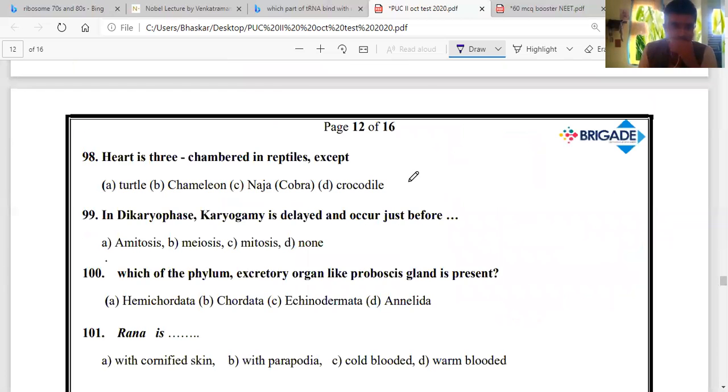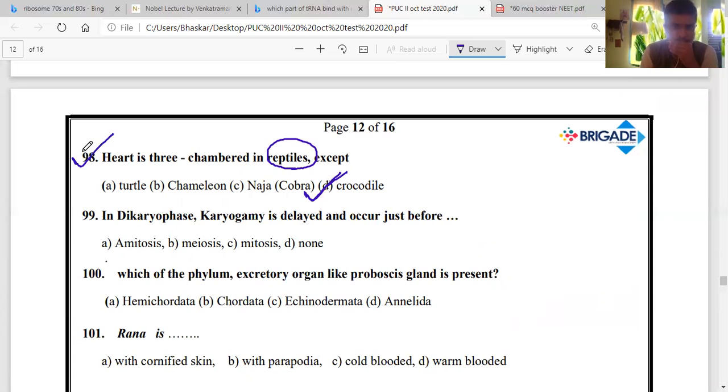So next question is about the heart being three chambered in reptiles. You know, in most of the cases the heart is three chambered, except crocodile is the exception where there is a four chambered heart. So without wasting time, we can proceed.